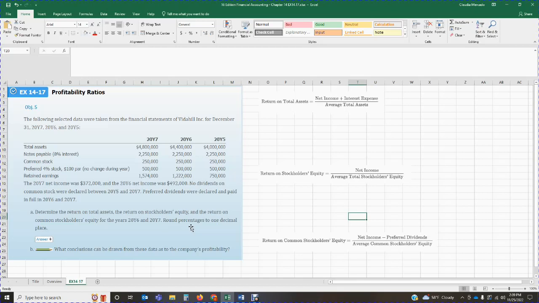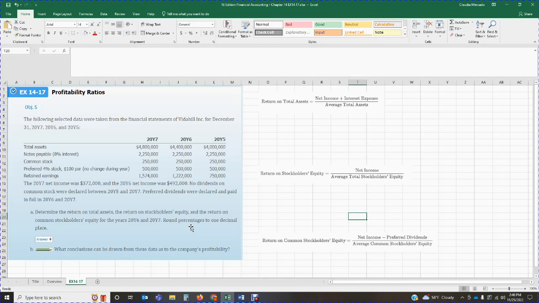Okay. So, in this particular problem, we are focusing on profitability ratios. Okay. Profitability analysis basically focuses on the relationship between operating results, these are items from our income statement, and assets, these are items from our balance sheet. Okay. Profitability analysis includes the asset turnover ratio, the return on total assets, the return on stockholders' equity, the return on common stockholders' equity, earnings per share on common stock, the price-earnings ratio, dividends per share, and dividend yield.